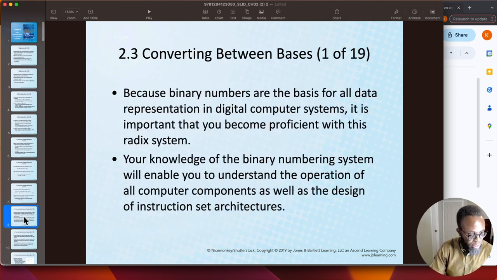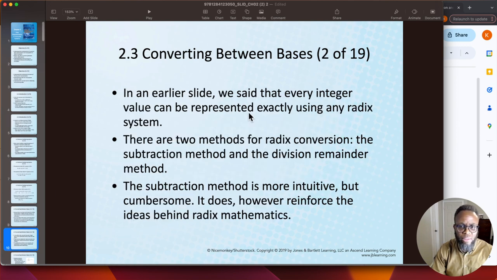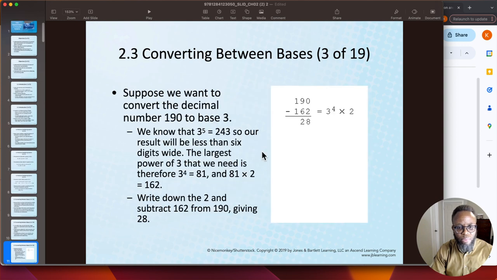Moving on. Let's see where we are. All right. So converting between bases. You can convert from one base to another. If we go to the next slides, let's see, there are two methods. In the previous lesson, I remember trying to convert a number from one base to another. There are two ways you can usually do that. There's the divisional method and there is the subtraction method.